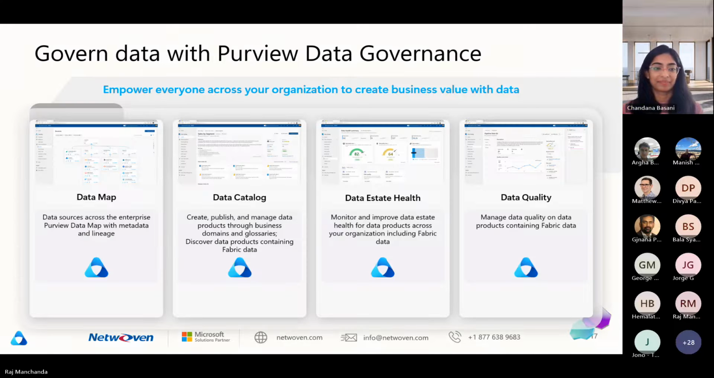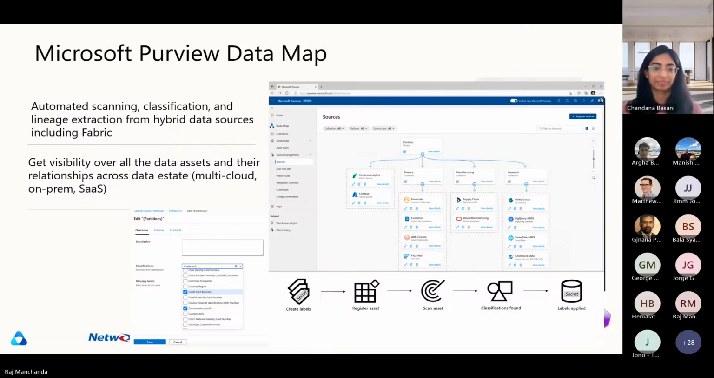Next slides, please. Now zooming into the data governance pillar of Microsoft Purview, a little more focus on the new data catalog features like data estate health and data quality. Let's see about that. Next slide, please.